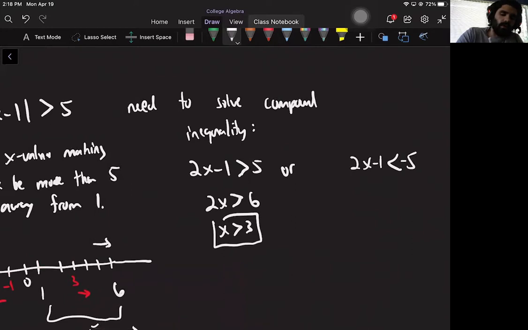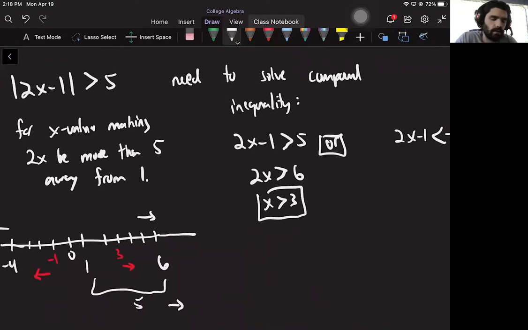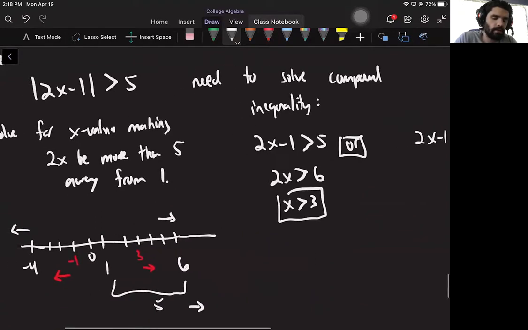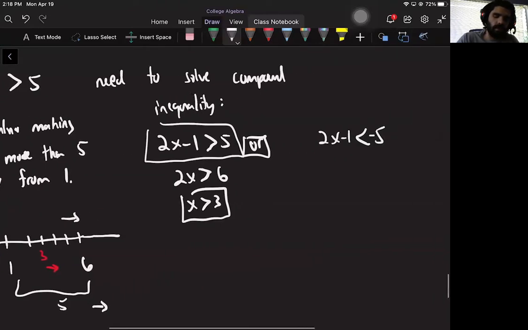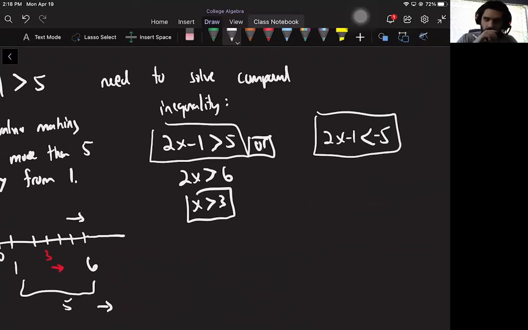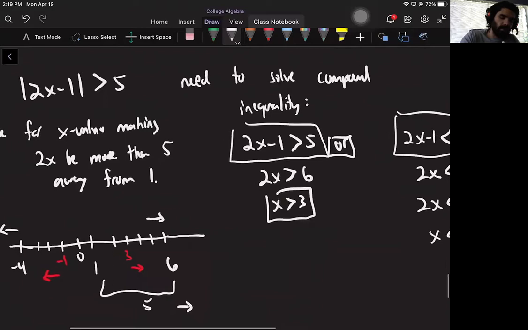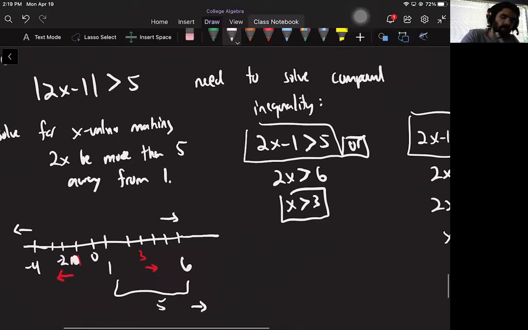So it's an or because either x value will work, as opposed to an and situation. So x values to the right of 3 will make this one work. And x values to the left of something that we're about to solve will make this one happen. Okay, so we're just going to solve this. So I add 1 to both sides. So I get 2x is less than -4, and x is less than -2. Oh, sorry, I miscounted. That was not symmetric. -2 is the mystery one.